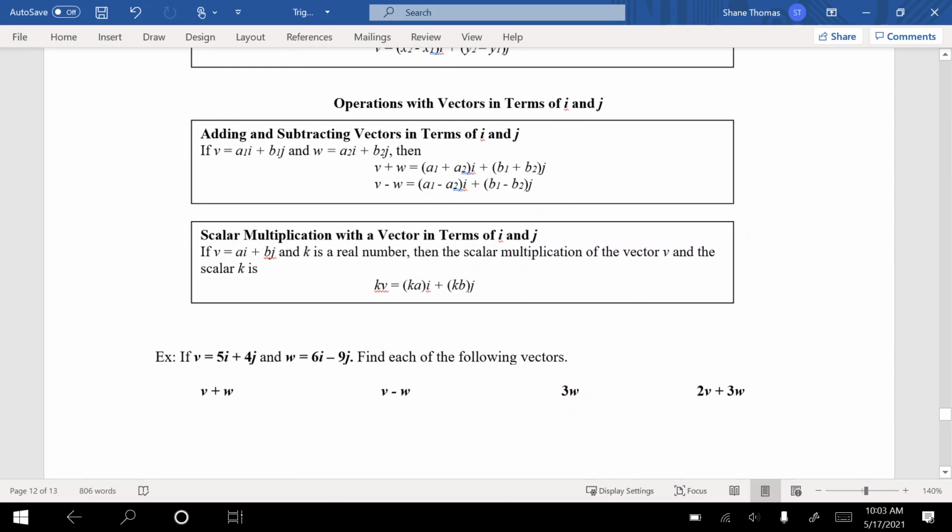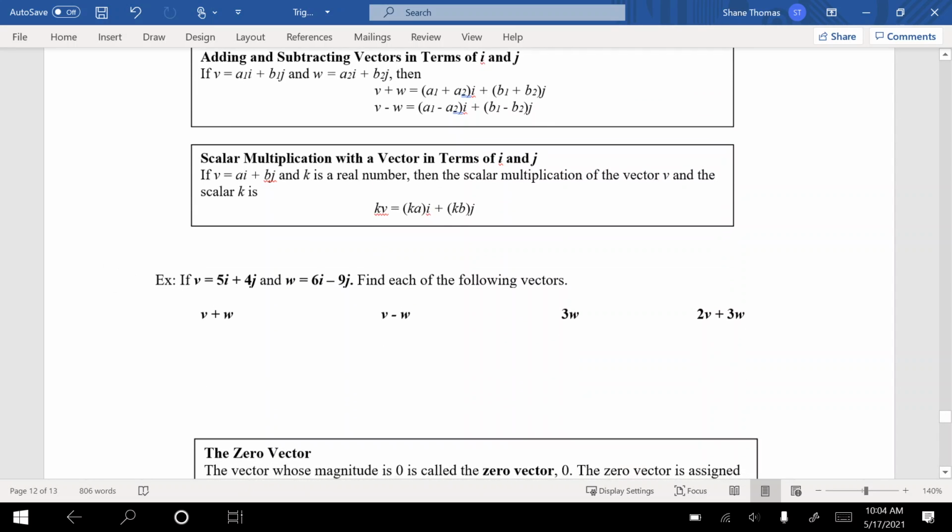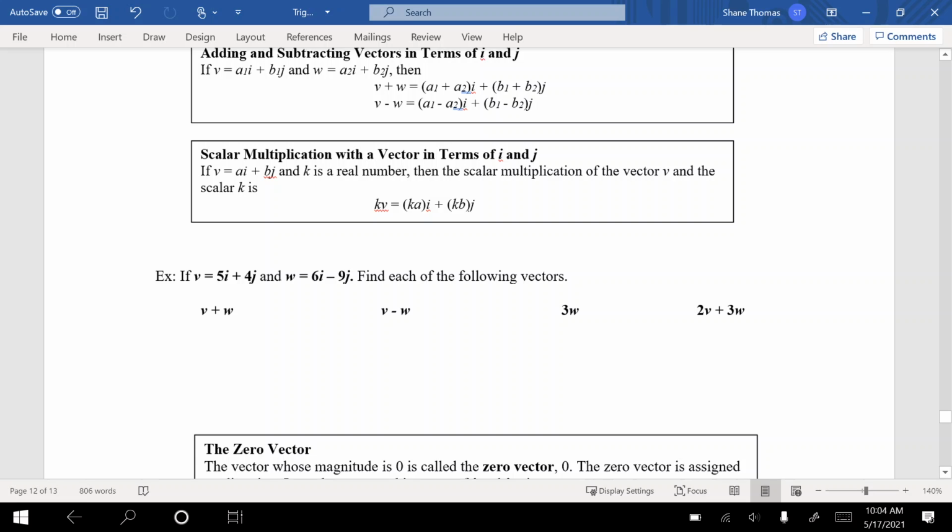Now you can add and subtract them. We talked about those with the resultant vectors. We're going to look at this algebraically, how to add things together. Basically, if you're adding them together, add like terms. Add the I terms, add the J terms. Okay? Just like if you had X's and Y's and Z's. Combine like terms. For scalar multiplication, all you have to do is multiply each term by that number.